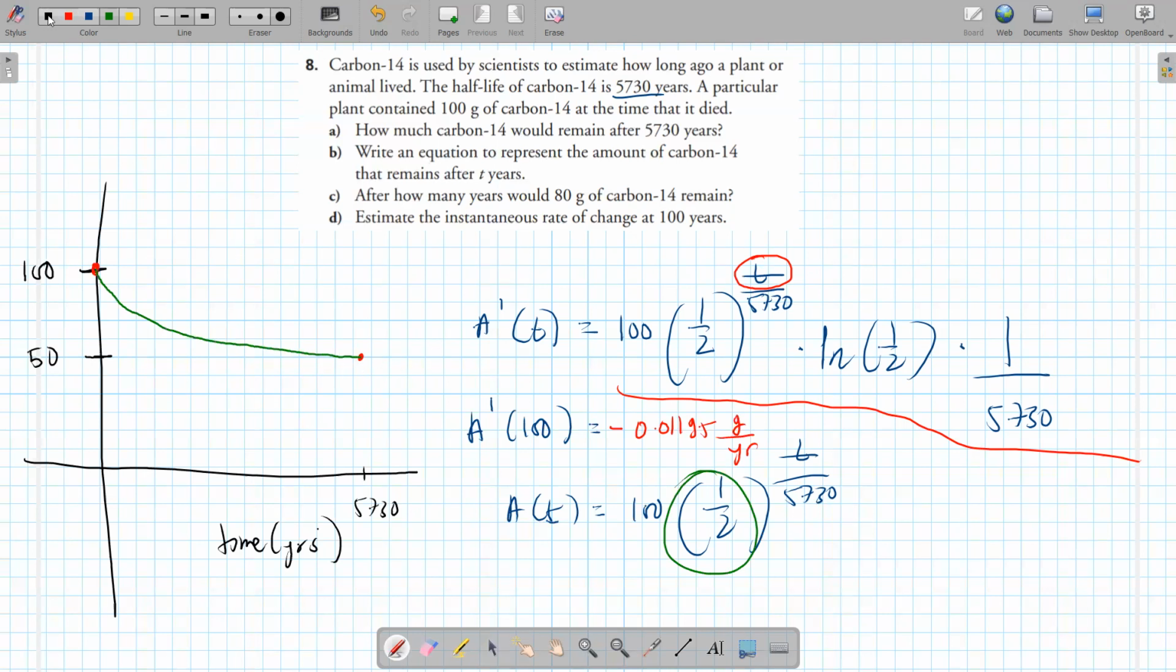What we just found in part D is at 100 years. So right here, we found the slope of that tangent line right there. Are we expecting that to be positive or negative? Negative, and that's what we got here, negative. Which means that after 100 years, the substance carbon-14 will be decaying at a rate of 0.01195 grams per year, okay? It's a very slow decay. Some things like uranium have half-lives of millions of years.